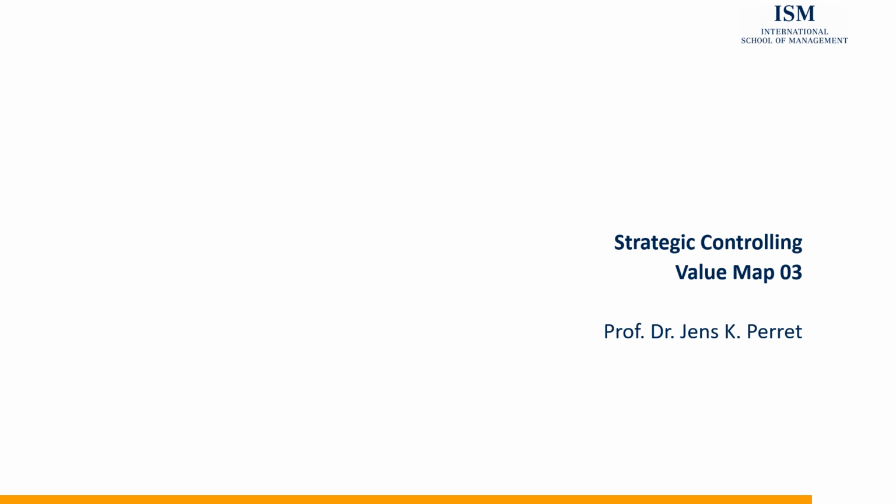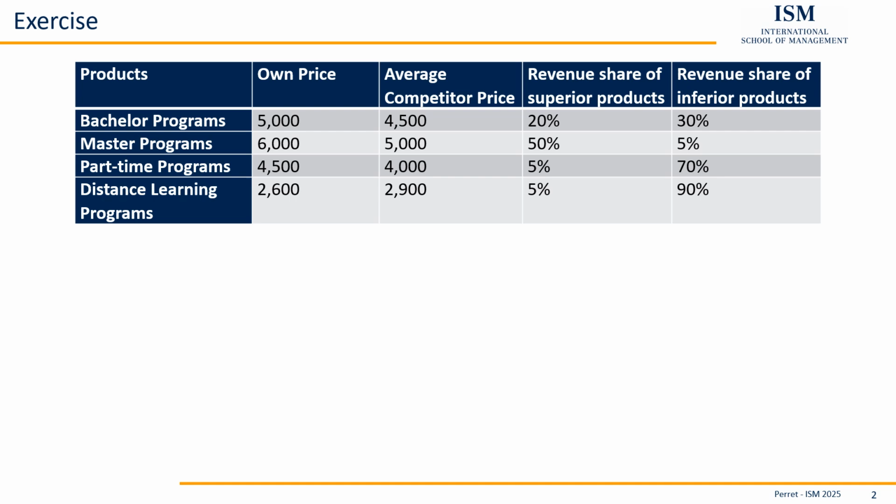Welcome to this exercise on the value map approach. Here we have, for 4 different products or study programs, the prices we charge and the average prices our competitors charge. We also have, with relation to revenues, the share of how often our products are rated superior or inferior to those products of the competition.